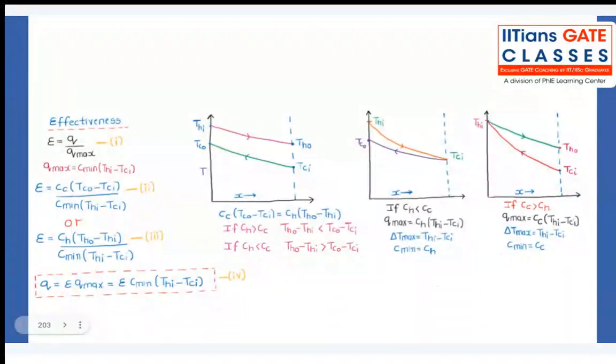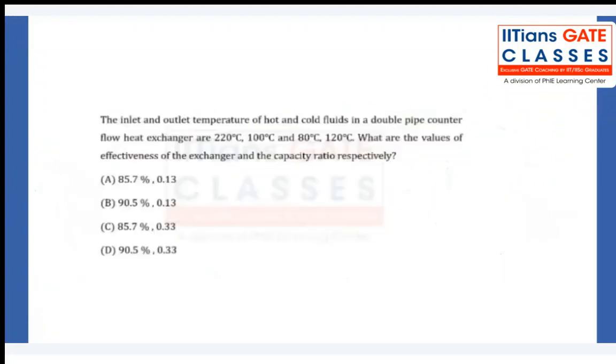Clear? Effectiveness part. Is it clear? See, very simple. You have to understand this part. What is maximum? Maximum is not realistic. It's a hypothetical scenario. We are considering a counterflow heat exchanger and we are saying it is infinitely long, and then we are seeing what is the maximum possible temperature difference, which is this. Let us see now a problem on this case.